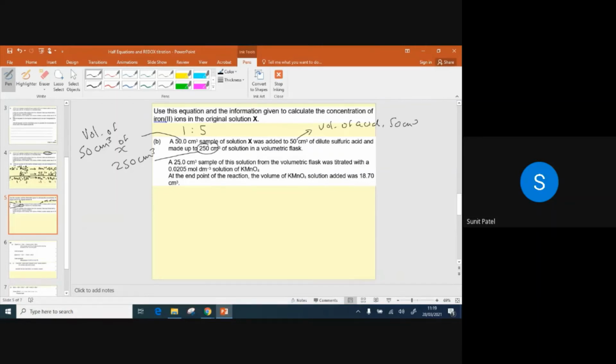Right, the next number we've got down here is 25. 25 what? 25 cm cubed. Let's write it next to this. 25 cm cubed is the portion I've taken out from the 250. That's what it says here, from a volumetric flask, that's what we said.